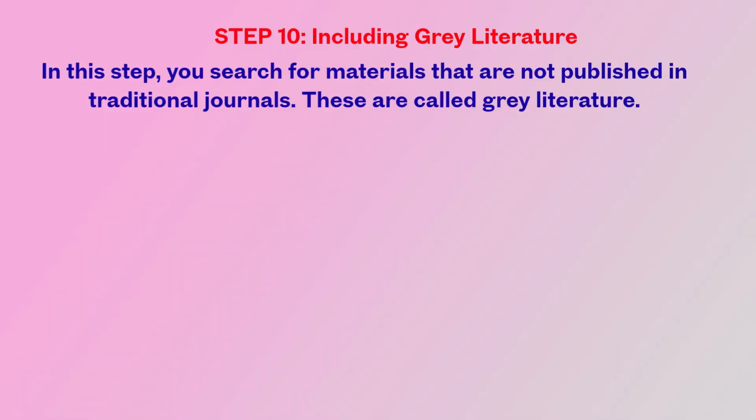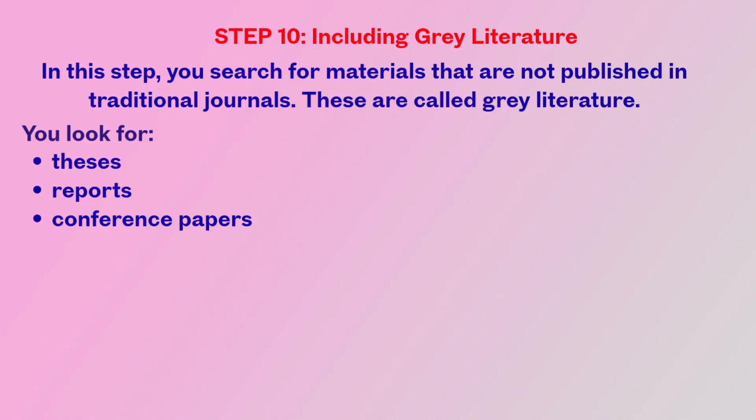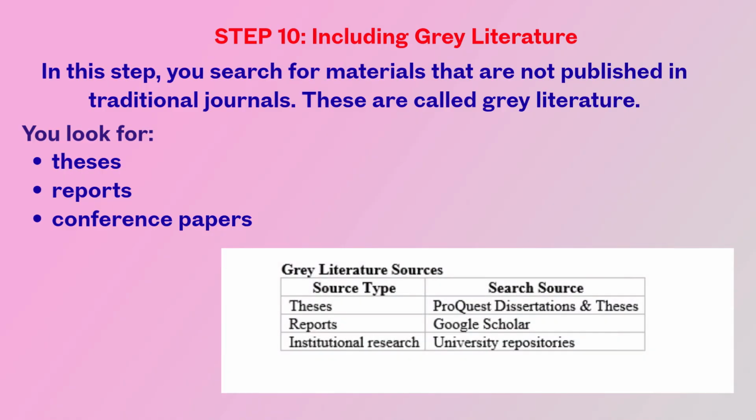Step 10. Including gray literature. In this step, you search for materials that are not published in traditional journals. These are called gray literature. You look for theses, reports, conference papers. You can search these in ProQuest dissertations, theses, Google Scholar, university repositories.